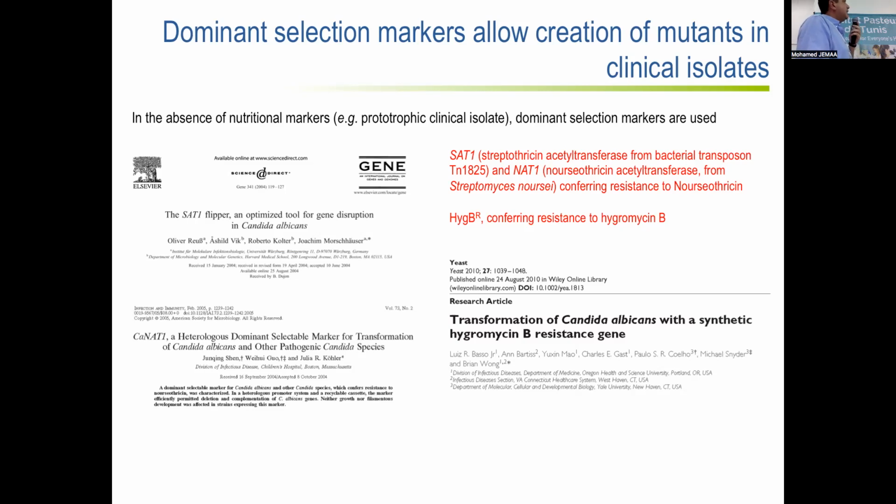In this case, you can create mutations and mutants in clinical isolates and prototrophic strains like SC5314 itself. Okay, so you can use SAT1 or NAT1 dominant selection markers, and they confer resistance to the nourseothricin drug. It's a nourseothricin acetyltransferase from Streptomyces noursei that is codon optimized and of course can be used for selecting mutants in Candida albicans.